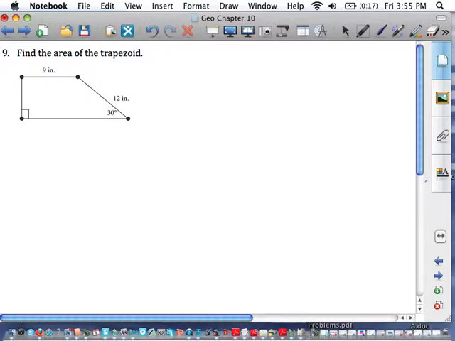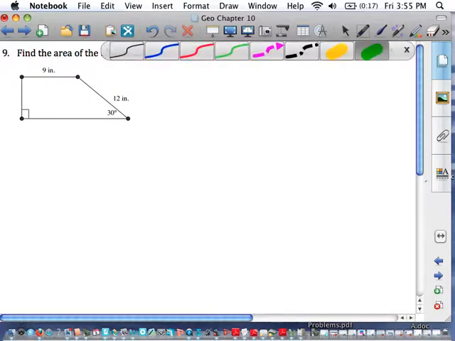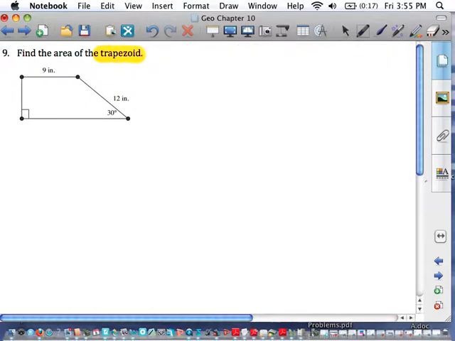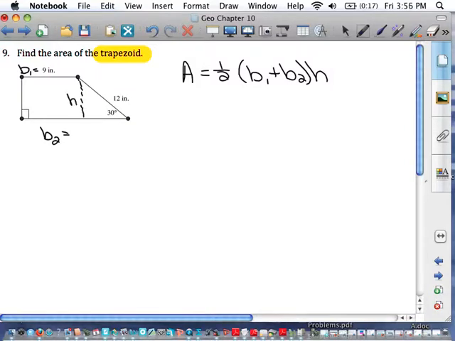Number 9 asks you to find the area of a trapezoid. So we need to recall the formula for a trapezoid. That is, the area is equal to 1/2 base 1 plus base 2 times the height. So when I look at this, I think, oh, I have base 1. I don't have base 2. And I don't have the height. So I need to find that information.